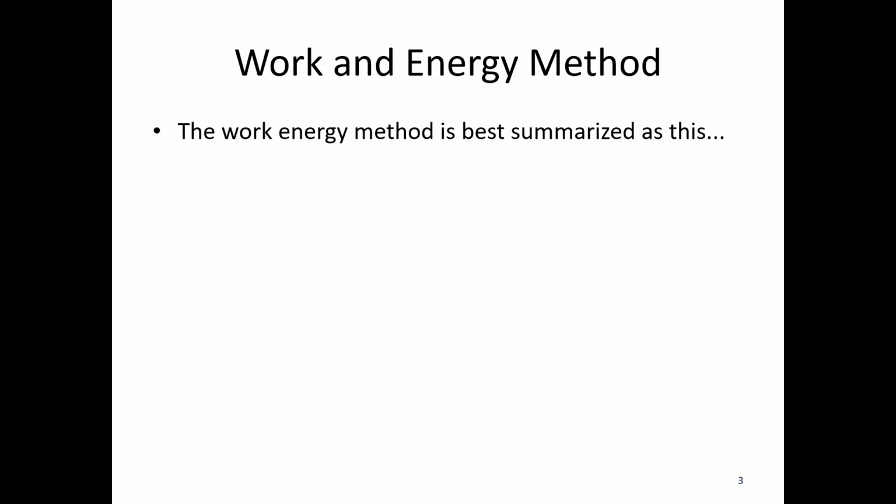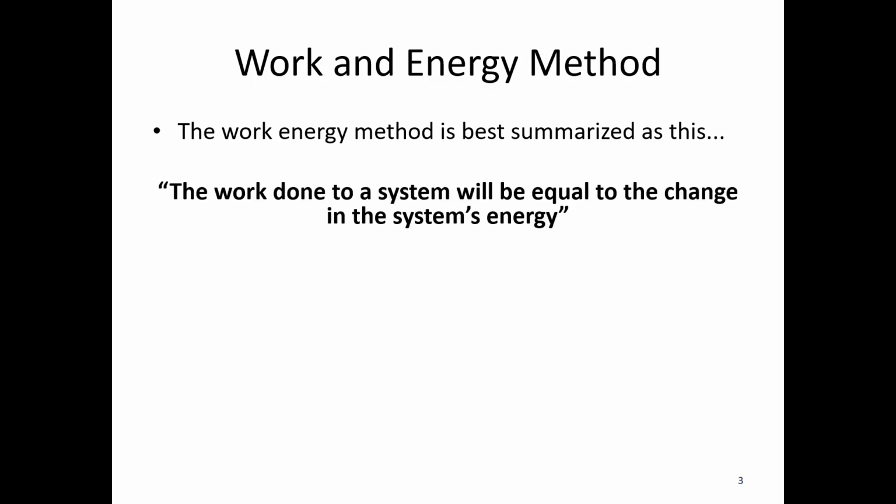So the work and energy method is best summarized as this. The work done to a system will be equal to the change in that system's energy. If we put that in equation form, we often will write this as W equals delta KE plus delta PE. W is the work, and then delta KE and delta PE are two different forms of energy. That's kinetic energy and potential energy. We'll talk more about why we split that up later.